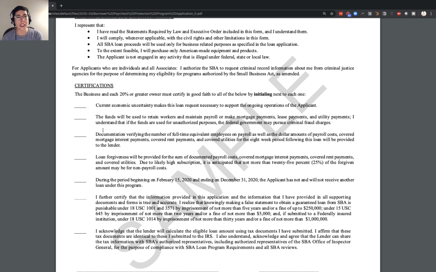The current economic conditions require this loan. So yeah, you need the money to pay your payroll. You need to pay your other expenses. That's the facts for many businesses. So initial that. The funds will be used to retain workers and make payroll and other payments. Yes, that's the purpose of the loan. So please initial that. You will provide documentation on payroll costs, etc. to get the loan forgiveness. Of course, you'll do that because you're not crazy.